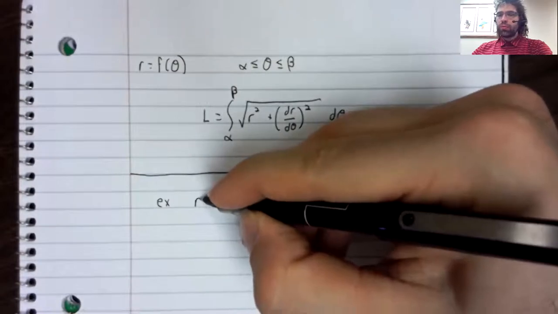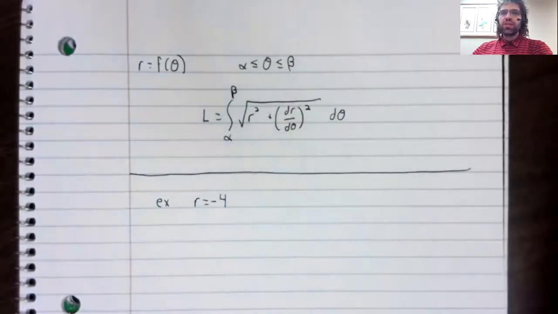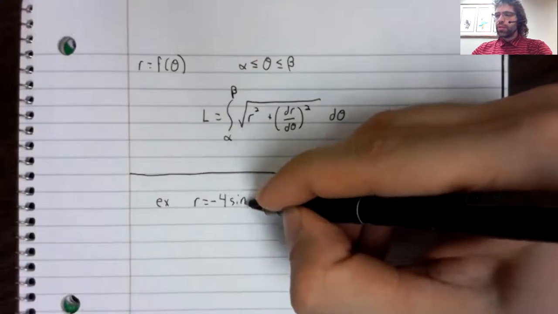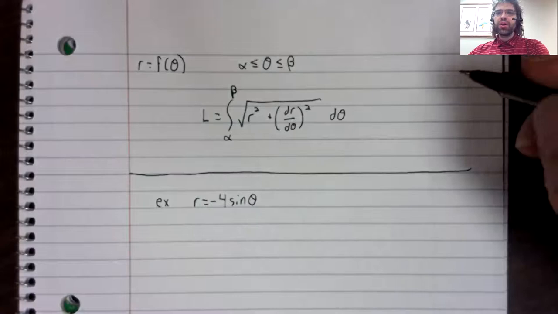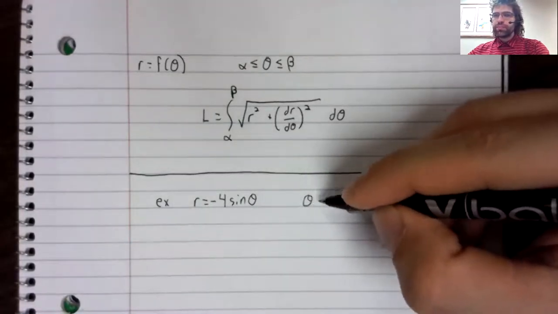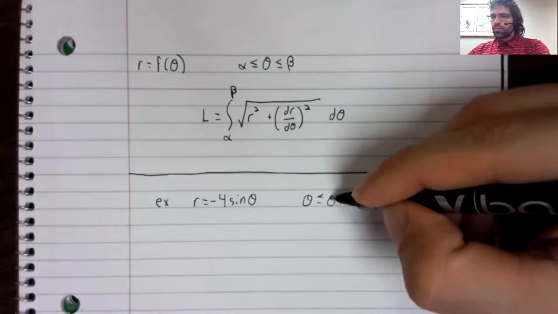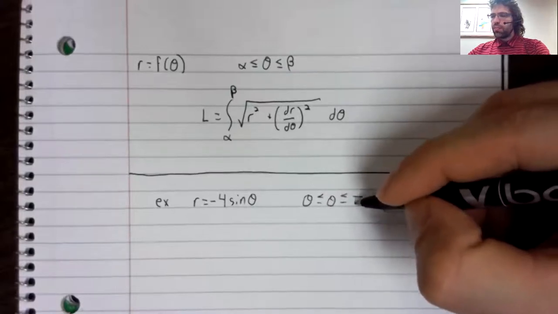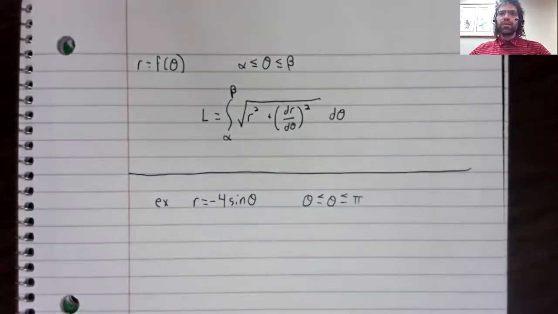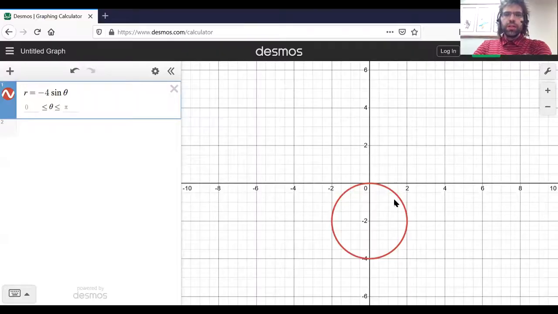But for example, consider r equals negative 4 times the sine of theta, where theta is between 0 and pi. This is a circle with a radius of 2. Its arc length is its circumference, which is 4 pi. Let's see if we can get that using the integral formula.